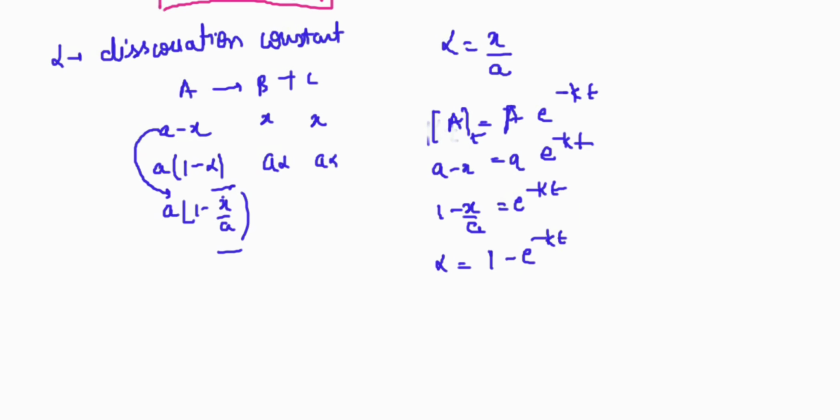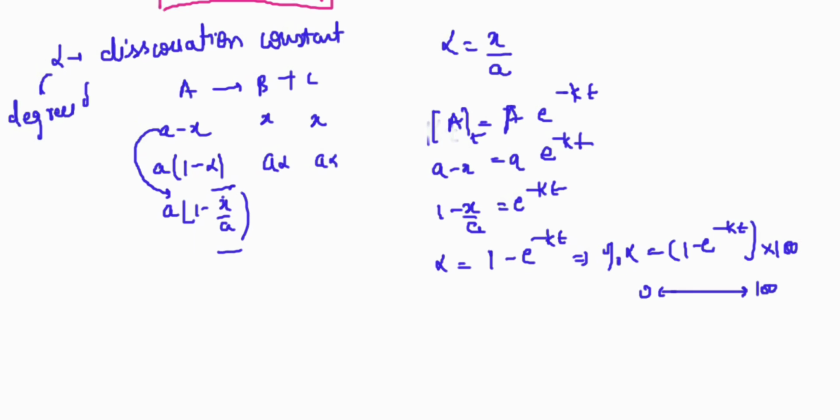If we calculate the percentage of dissociation, then we get percentage of alpha equals (1 minus e to the power minus kt) into 100. So this value varies between 0 and 100. That's how we calculate the degree of dissociation. Alpha is the degree of dissociation, and k is the rate constant.